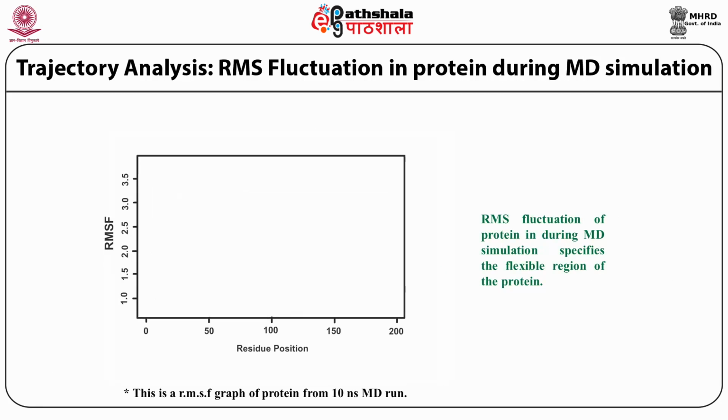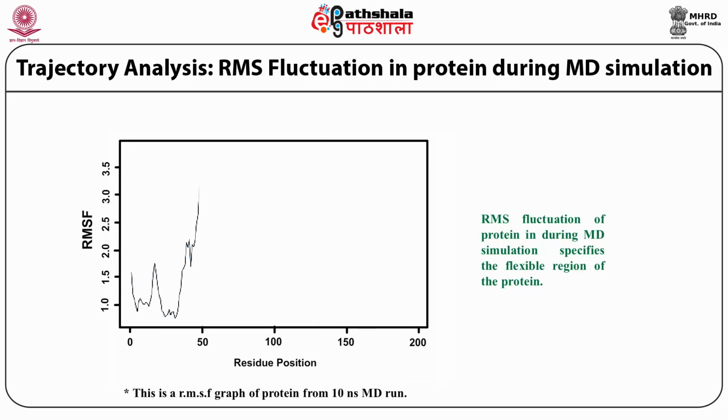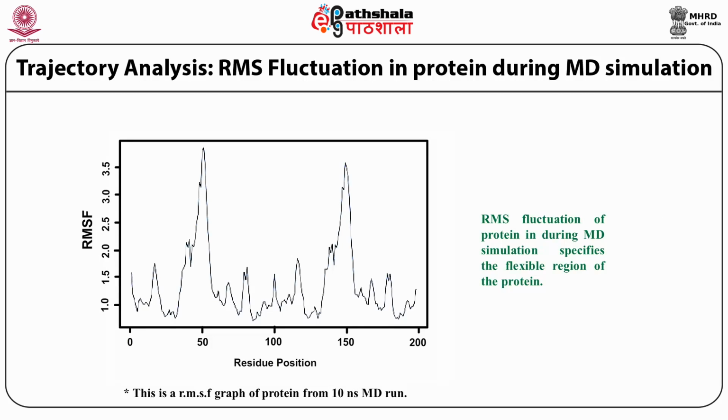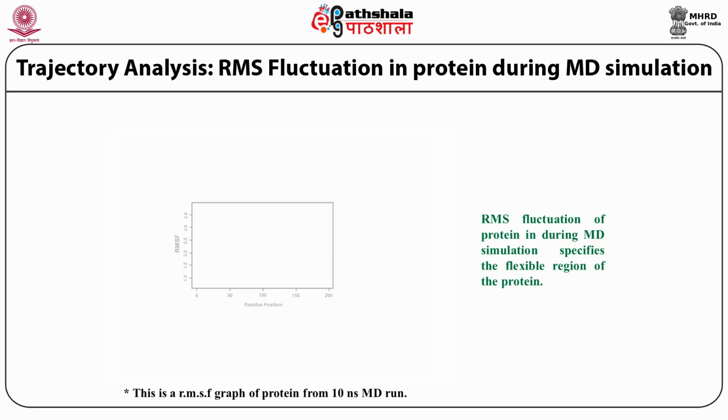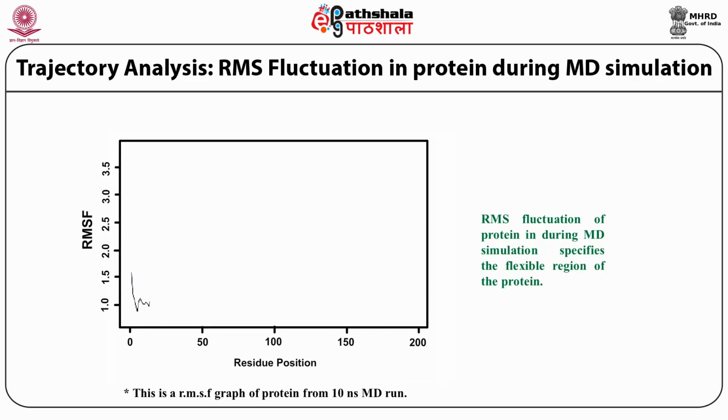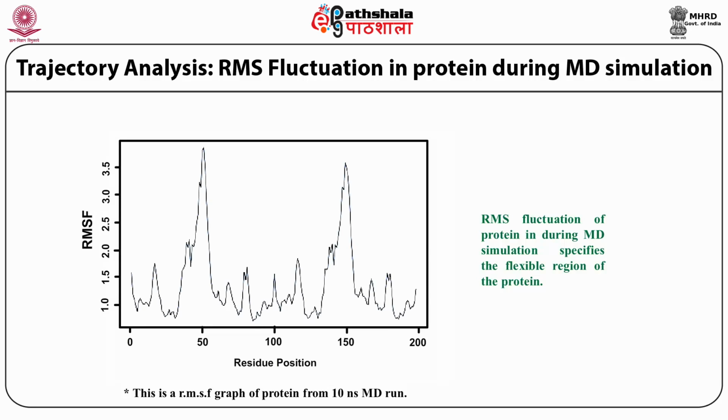This is a typical RMS fluctuation graph. This graph plots the root mean square fluctuations calculated from an MD run of 10 nanoseconds for a protein of 200 residues. RMS fluctuation has been calculated for individual amino acid residues over all the saved conformations for the 10 nanosecond MD run. This plot indicates that two regions of protein, one near residue 50 and the other near residue 150, have higher mobility than other regions of the protein. This might be due to a more flexible loop in that region or a more mobile motif or domain.